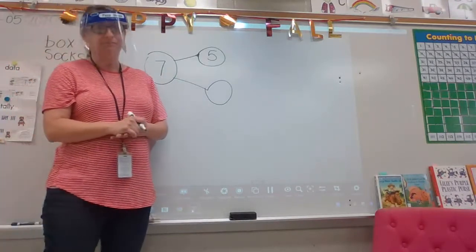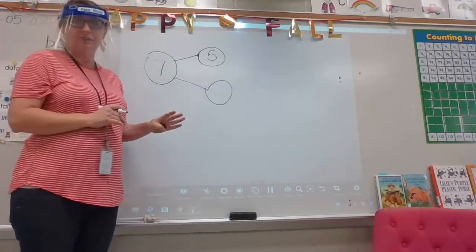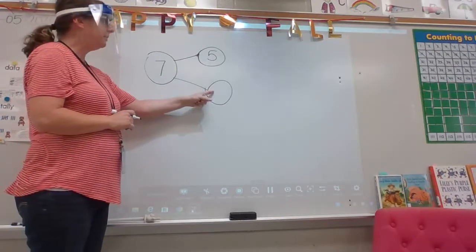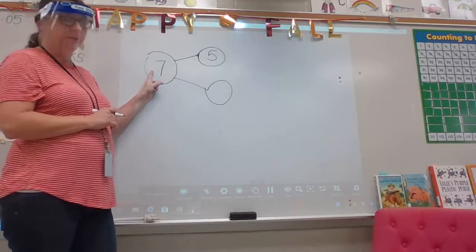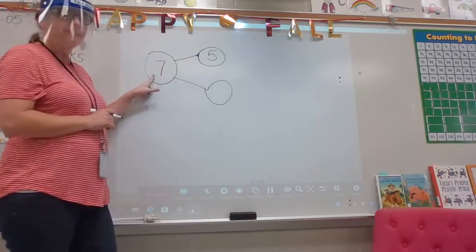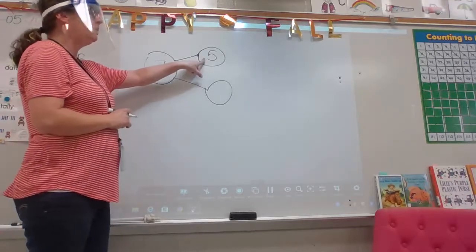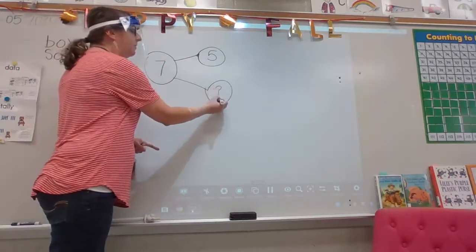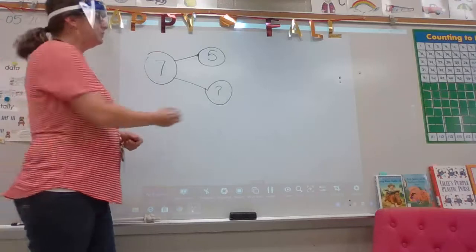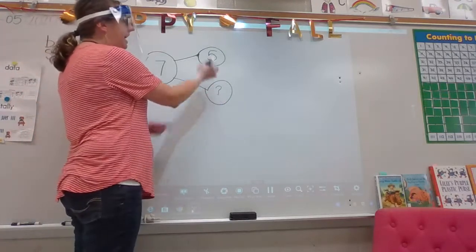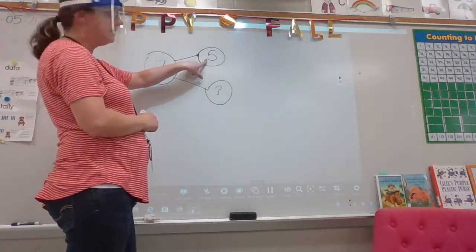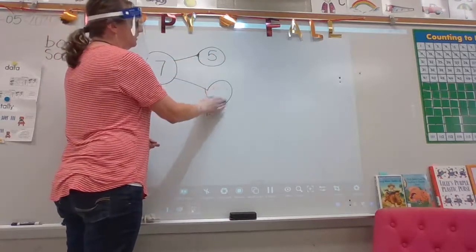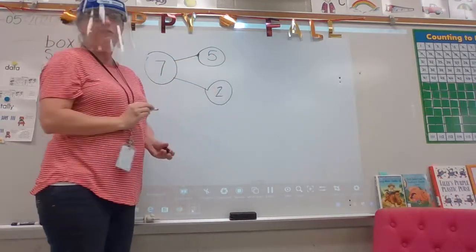So the first thing we're going to do is work on finding the missing part of a number bond. We've already talked about in another video how a number bond works. We have our parts, and this is the whole number. So today our whole number is 7. We know that part of 7 is 5, but we're not sure what this missing part is, and we have to find it. So to find this missing number, I can count on from 5: 5, 6, 7. So my missing part would be 2.